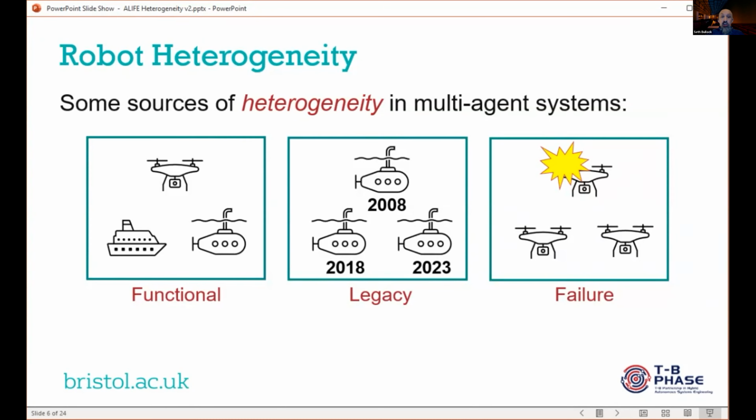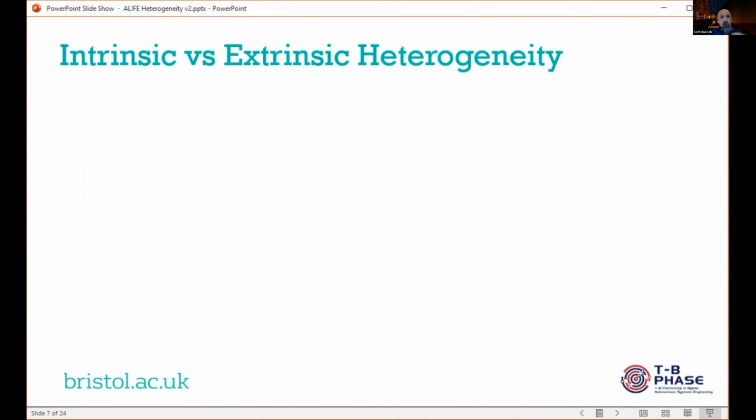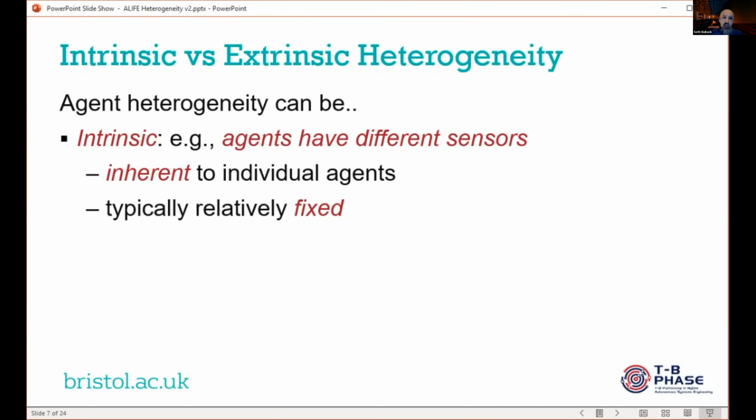And if we go back to the idea that robots might need to interact with people, a hybrid system like that, a combination of people and robots, is always going to be fundamentally heterogeneous because the people are not the same as the robots. And we've already stumbled into a distinction that is maybe not made enough in the literature between what we're calling intrinsic heterogeneity. So that's agents that differ in something that is relatively permanent, something that's inherent to them.